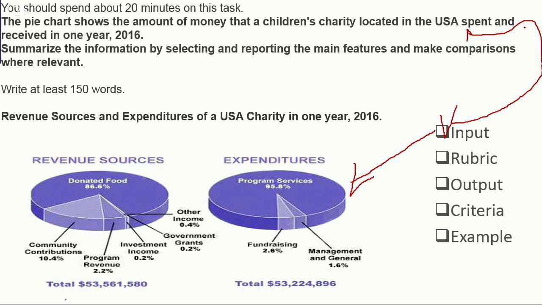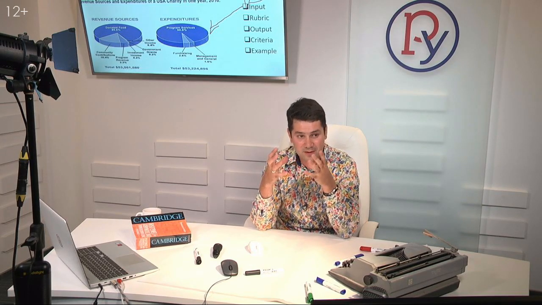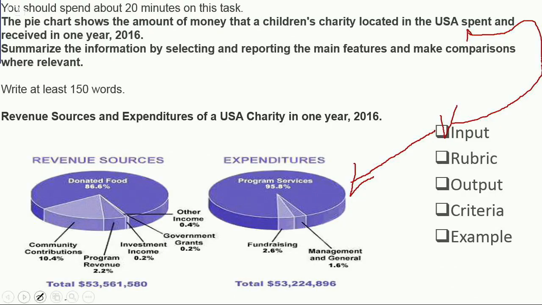This is the input. In other words, input is the language and the information that our students can build their answer on. So here, they are probably going to build their answer on the language that was given, right? The pie chart shows the amount of money, etc. And also they can use the information in the pie chart to include into their answers, right? And in this particular exam, in IELTS, one of the tasks that they are going to have is translating the visual information into verbal information.